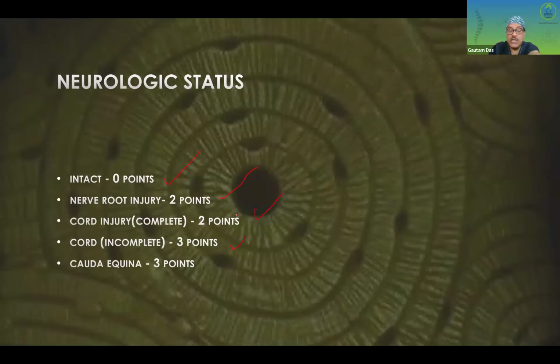Why? Because in incomplete cord injury, immediate surgery has a very important role. So what is this scoring for? It is for deciding whether the patient needs surgery or not. Incomplete cord injury needs surgical intervention immediately, and that is the reason why it has 3 points rather than complete injury, which has 2 points. And cord syndrome is also 3 points.